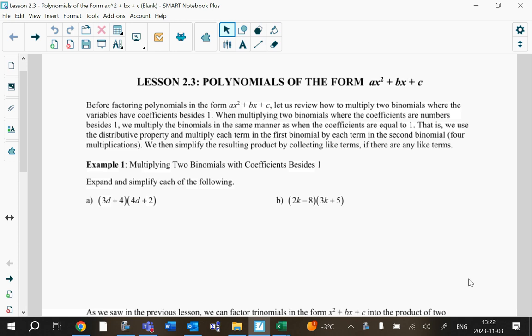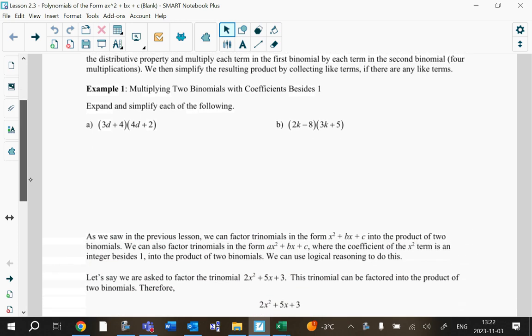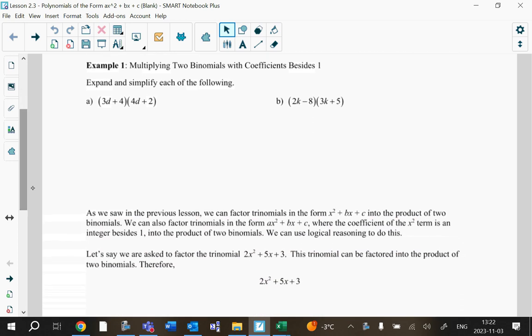But first, let's go from multiplication to the final answer. Because remember, factoring goes from the final answer back to what we multiplied. So we're doing multiplication now to get an answer, but then we're going to take an answer and go back to what multiplies to get the answer.